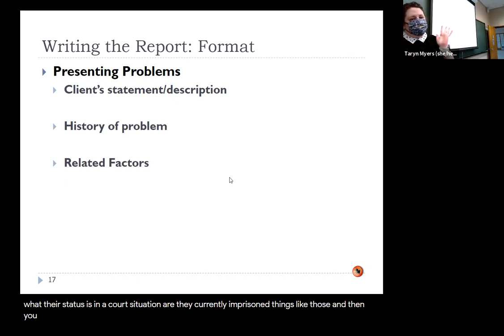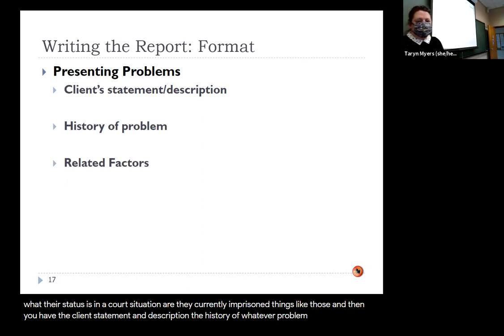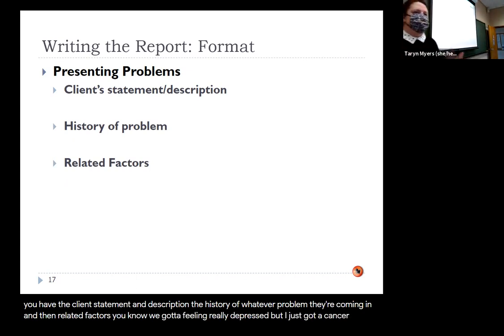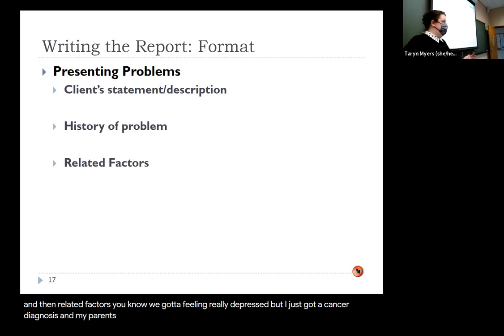And then you have the client statement and description, the history of whatever problem they're coming in with, and then related factors. I'm feeling really depressed, but I just got a cancer diagnosis and my parents are going through a divorce, right? Like, that's really important to know.